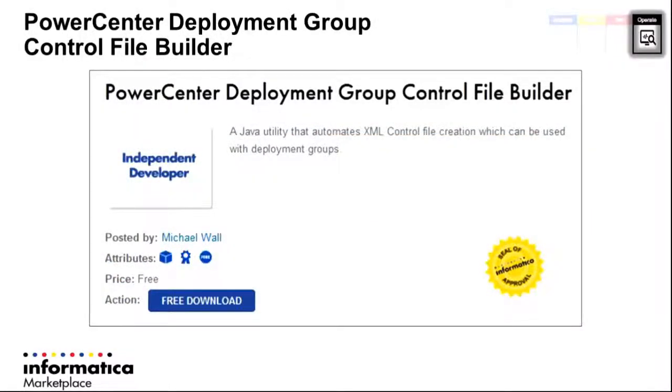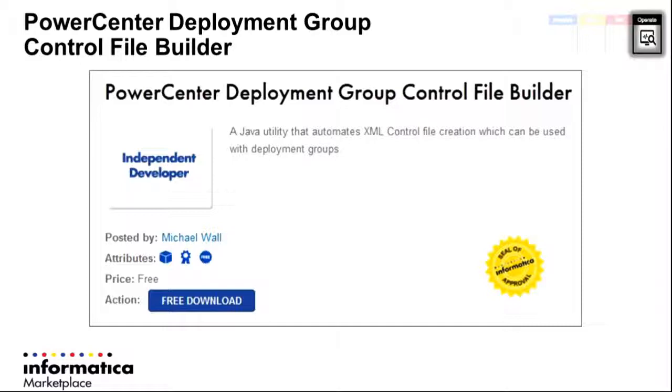The next step is we want to move our mappings from a dev to test to prod environment. So we've done all of our development and all of our work in our dev environment. We've got to move that to our test and then ultimately our prod environment. And that requires a development group control files.